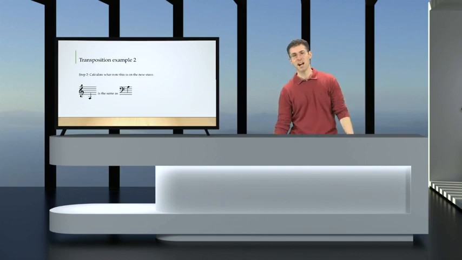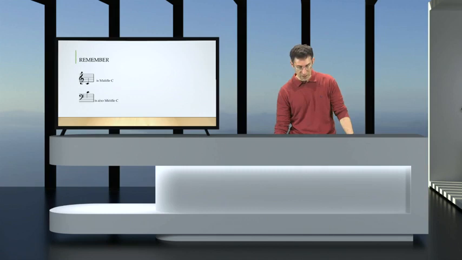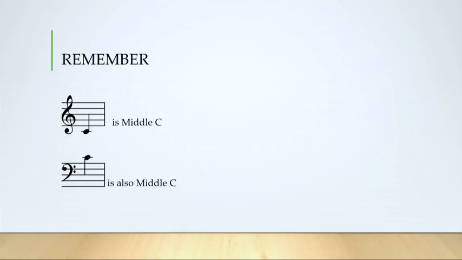And you might ask, how on earth did you get to that? So let's have a look at how I got there. You'll remember that middle C in the treble clef is just under the stave, and middle C is also in the bass clef just above the stave. Those are the same notes. So if you look at the screen now, you'll see exactly the same note written in different clefs.